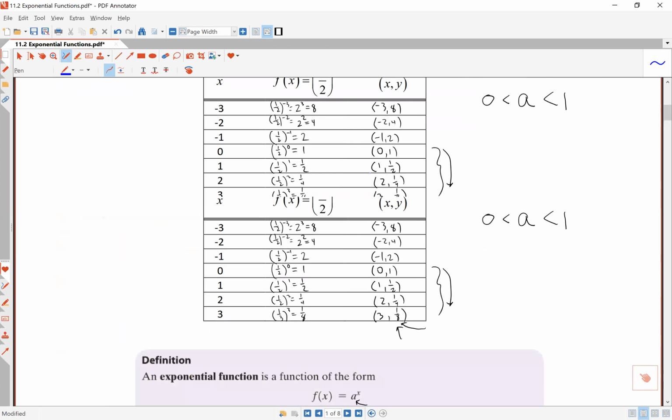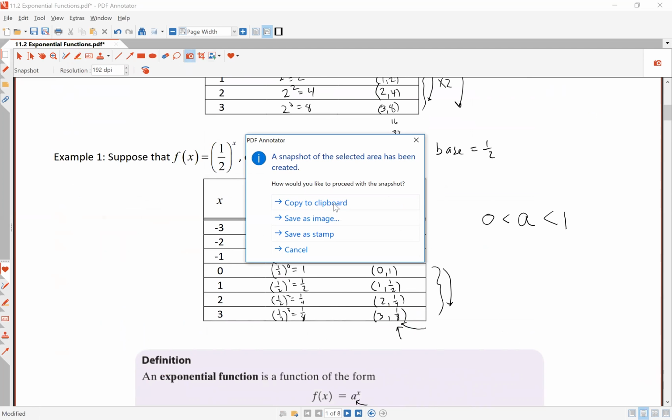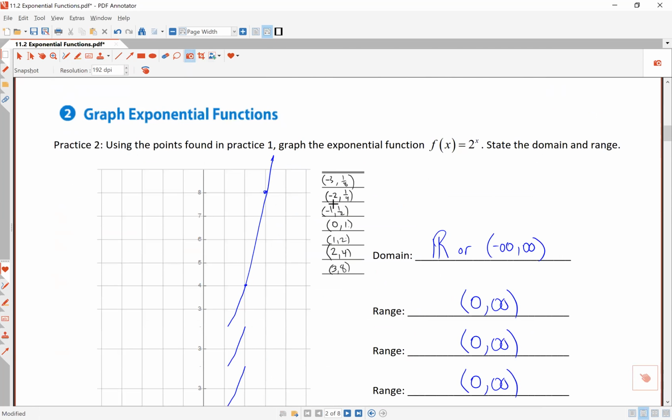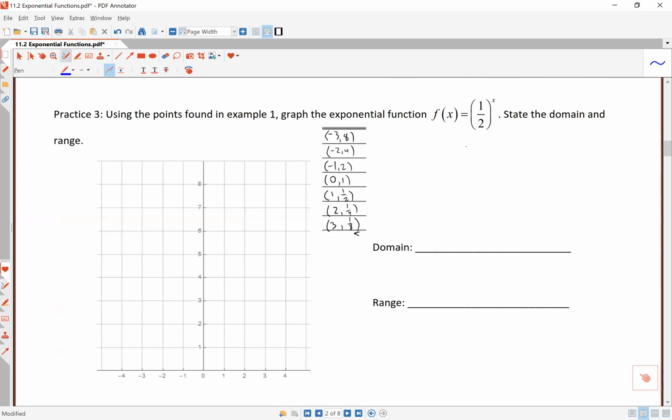So let's copy and paste the values that we already found, and then we'll plot those on the graph. (0, 1), (1, 1/2), (2, 1/4), and (3, 1/8). 4 would be 1/16. -1 is at 2, -2 is at 4, and -3 is at 8.